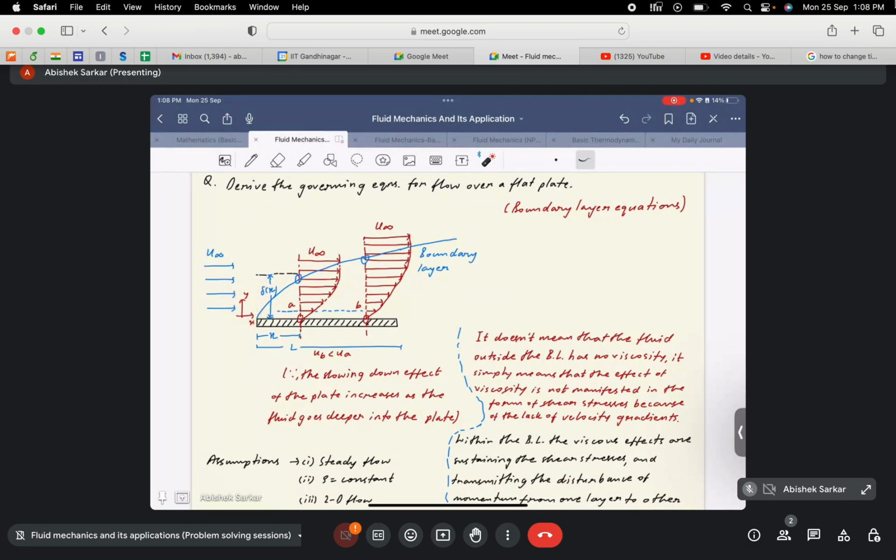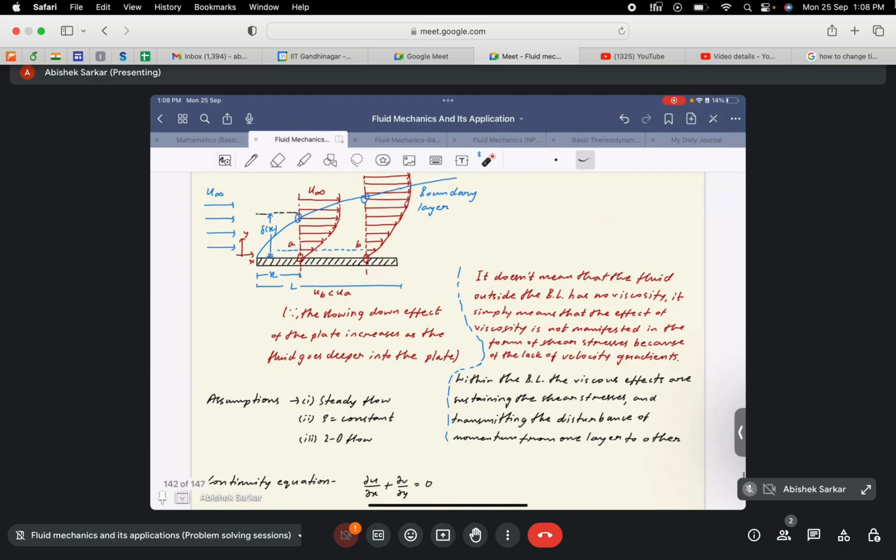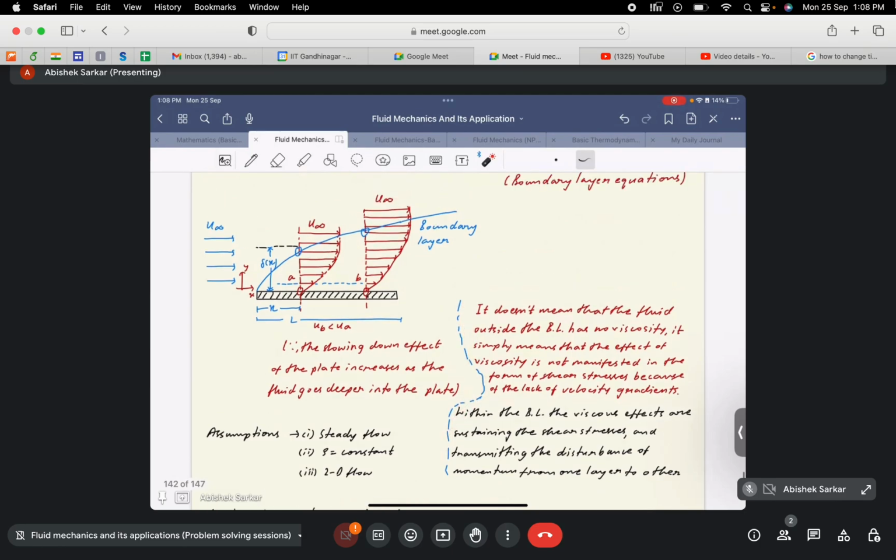This is a very important point. Let me try to explain it. When I said that the outer layer is inviscid and the inner layer is viscous, it does not mean that the fluid outside the boundary layer has no viscosity. It simply means that the effect of viscosity is not manifested in the form of shear stresses because of the lack of velocity gradients.